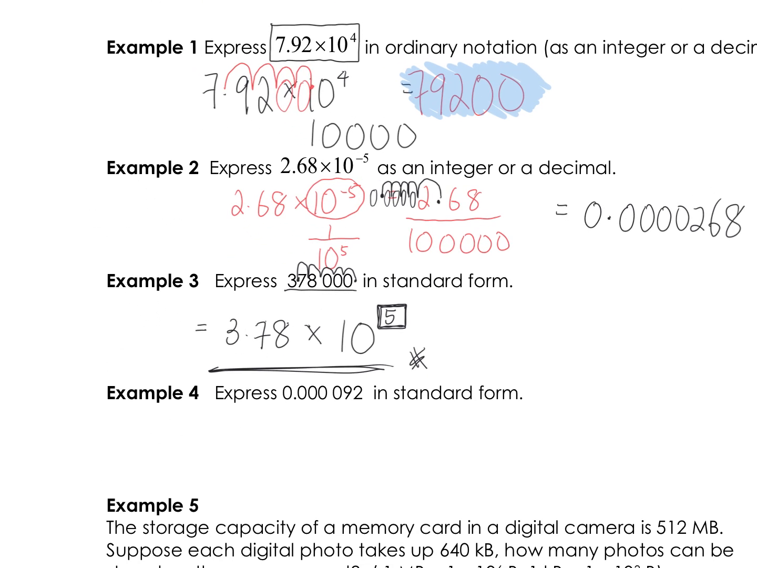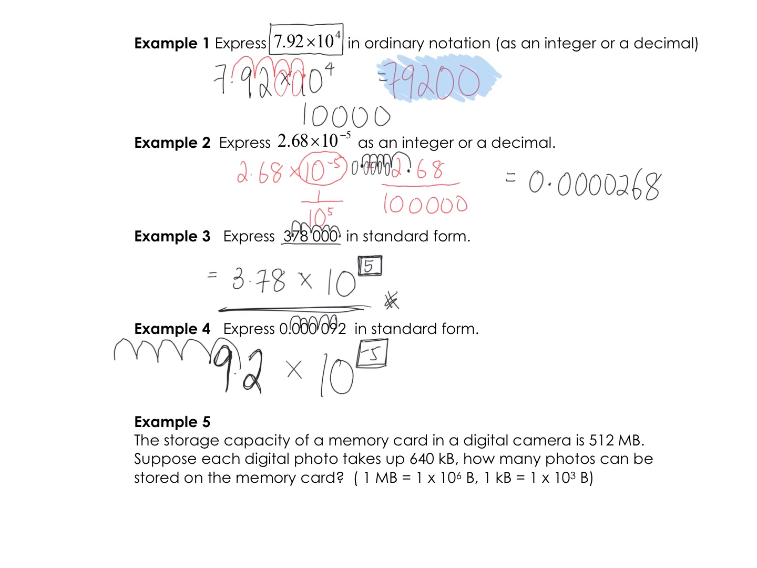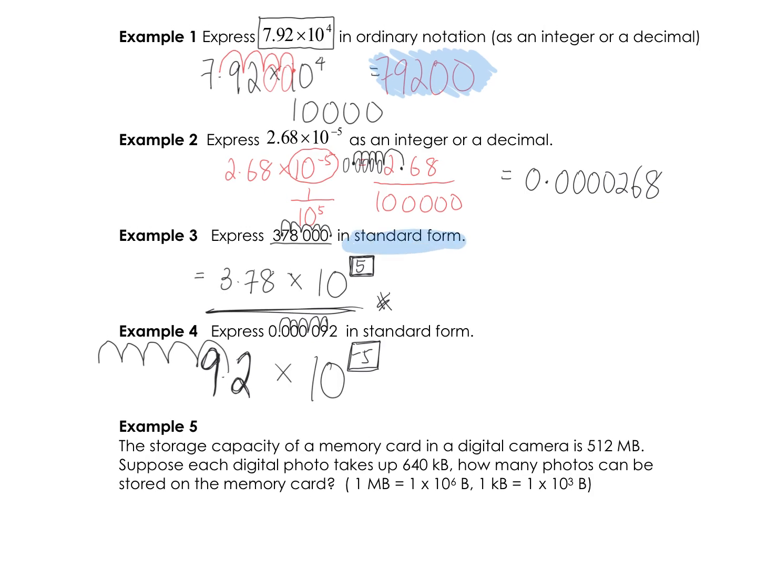Okay, same thing here. I need to jump 1, 2, 3, 4, also 5, so that I get 9.2, because the number should always be between 1 and 10. So 5 jumps. You just have to tell me, is it positive 5 or negative 5? Negative, so that it will jump backwards by 5. That's the only thing. So all these are called standard form. But if it's the usual number we deal with, they are called ordinary notation.